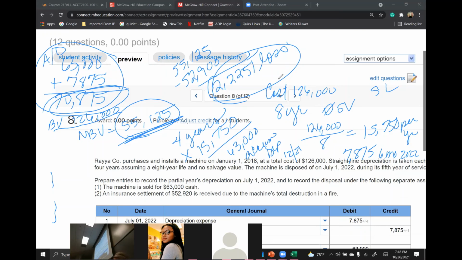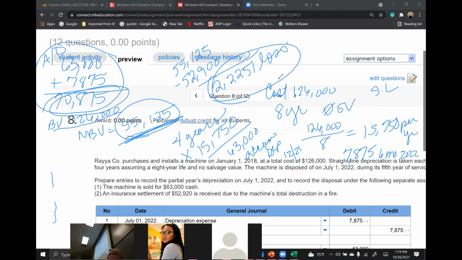Okay, so when we do this entry, it's slightly different. We have cash coming in as a debit. The cash is going to be recorded for the $52,920. I still have to get rid of the asset. So it's going to be a credit for the full amount, the 126. I still have to get rid of that accumulated depreciation of 70,875. So that's my debit.